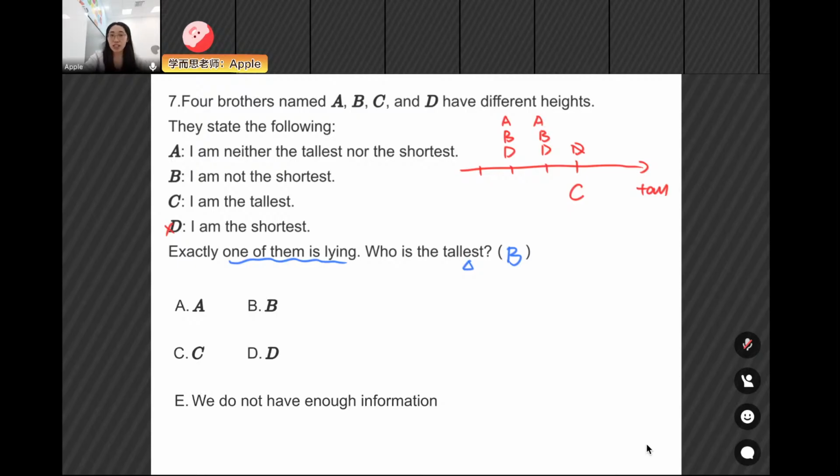So actually you see that there is something strange. If D is the liar, then no one is the shortest one, right? So that is why for such a question, the only possible way is that C is the liar. And then B is the tallest one, okay?